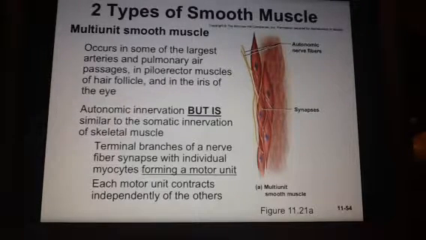So one terminal branch to one myocyte, and each motor unit contracts independently of the others. So each terminal branch going to a separate muscle cell.